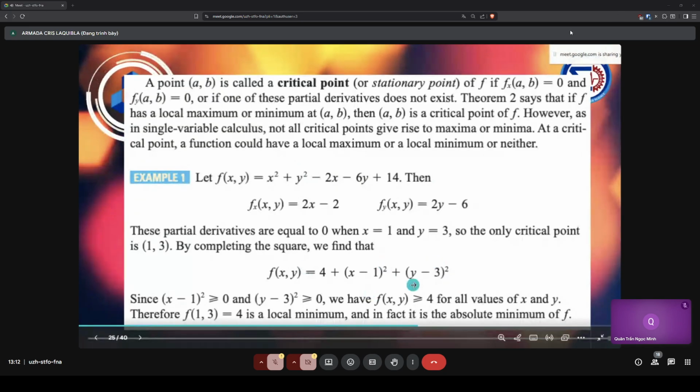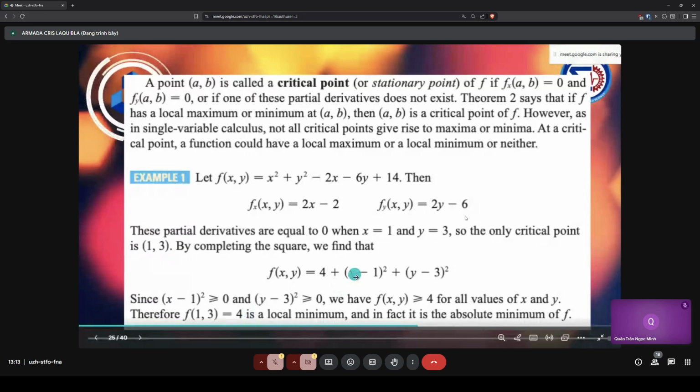Now, these two values are squared, so they are all greater than or equal to 0, correct? It will never be negative. So if this is 0, the smallest value of your f of x,y is 4. That is why f of x,y is greater than or equal to 4 for all values of x and y. Because when you substitute any values of x and any values of y here, it will be positive numbers, so it will be greater than 4. And that's it. Your f of (1, 3), if you substitute your 1, 3 there, the answer is 4.